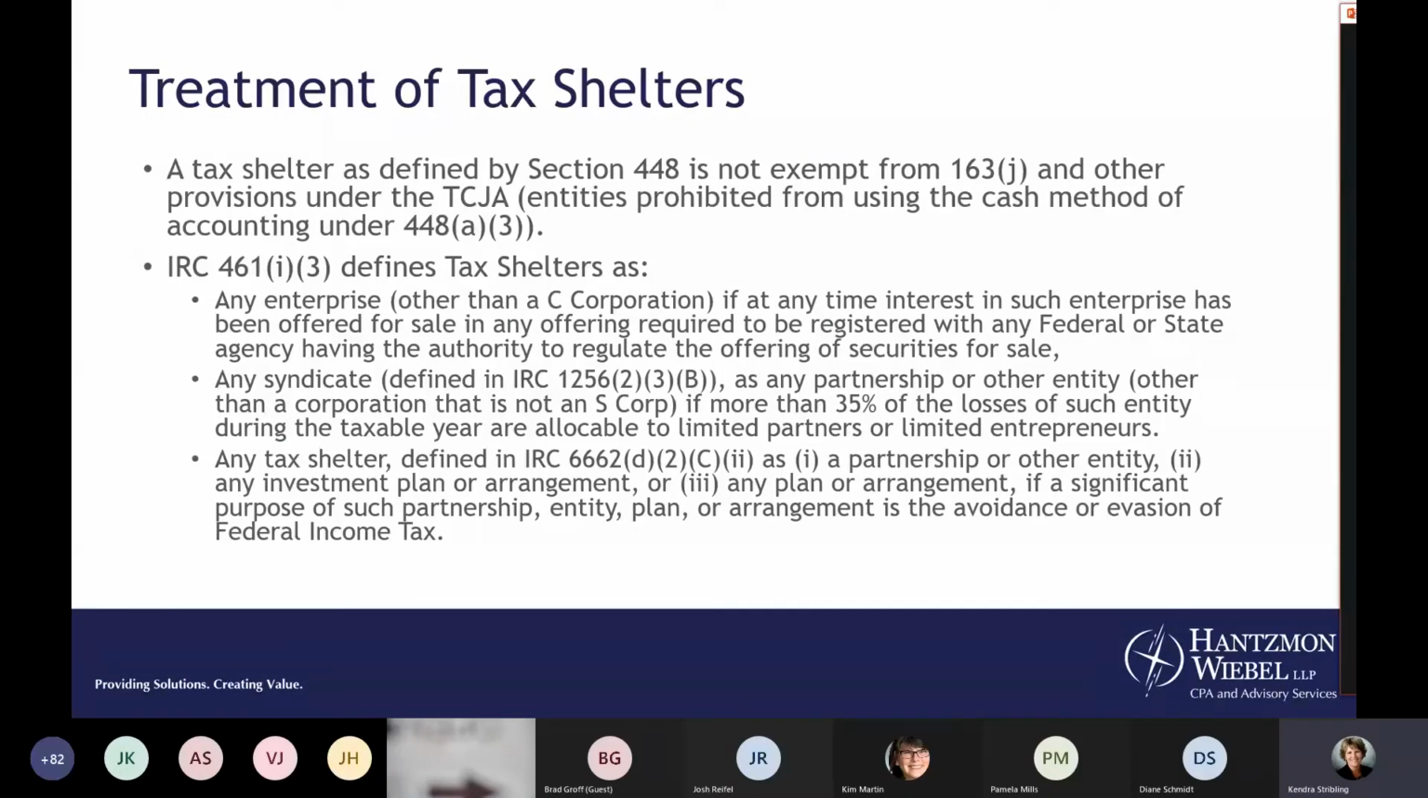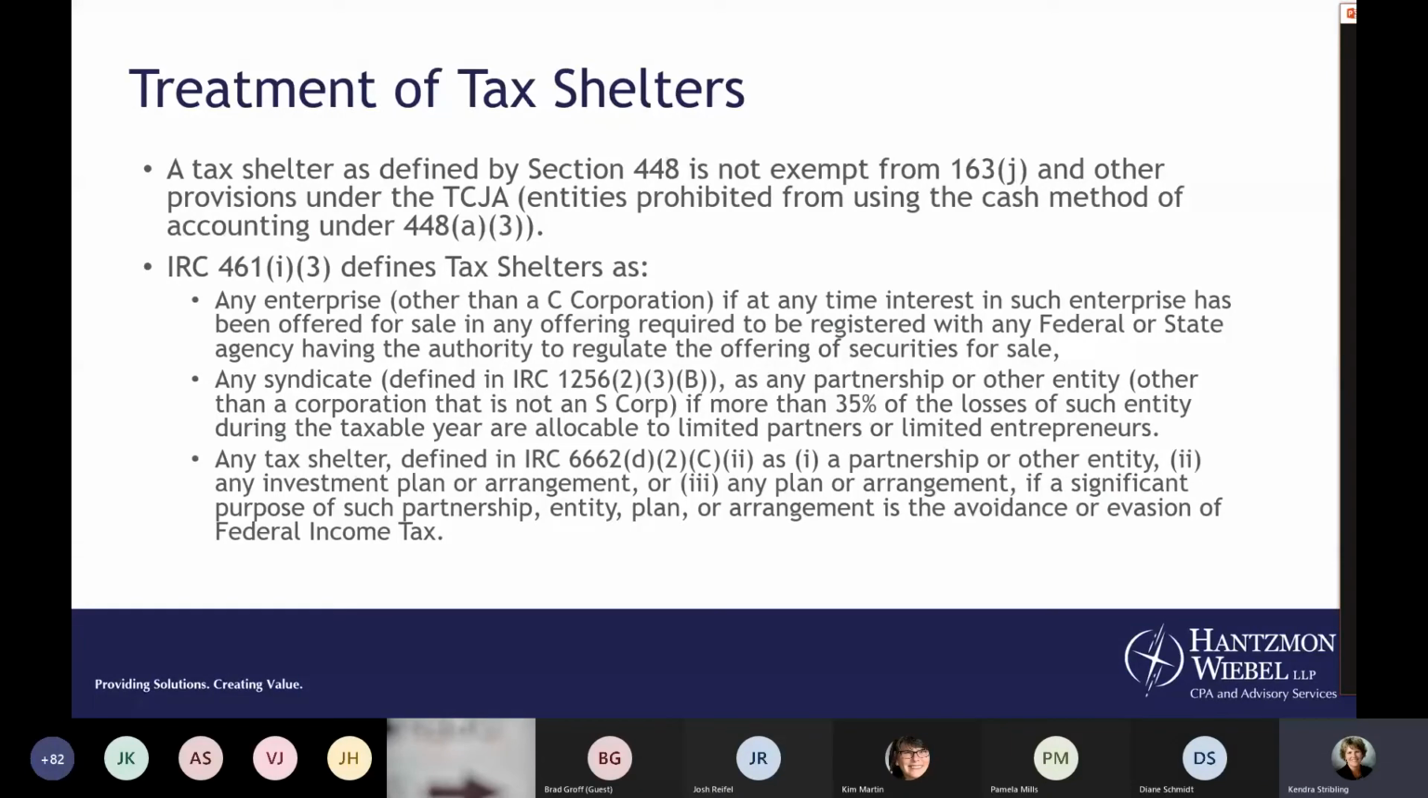Second, any syndicate, defined in Section 1256, such as a partnership or S corporation, if more than 35% of the losses of such entity during the taxable year are allocable to limited partners or limited entrepreneurs. And third, any tax shelter, which is an entity, investment plan, or arrangement whose significant purpose is the avoidance or evasion of federal income tax.